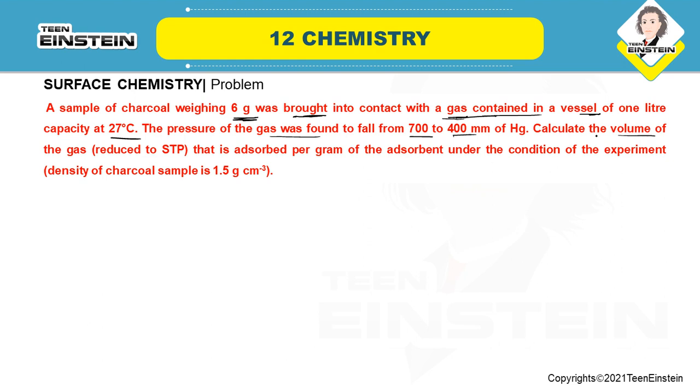Calculate the volume of the gas reduced to STP. That means calculate the volume of the gas at STP that is adsorbed per gram of the adsorbent, that is per gram of charcoal, under the condition of the experiment. Density of the charcoal sample is given as 1.5 gram per centimeter cube.